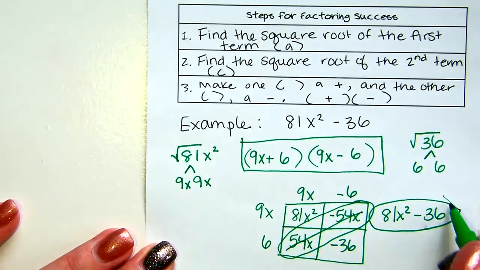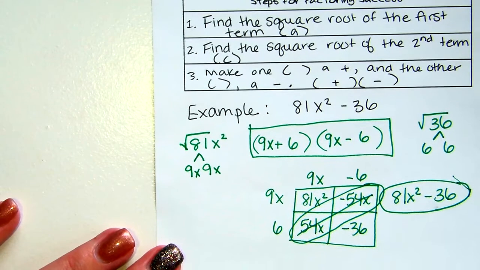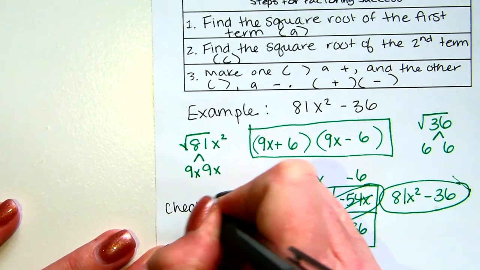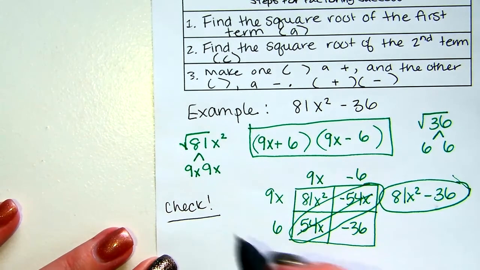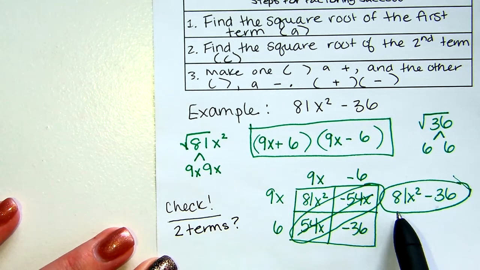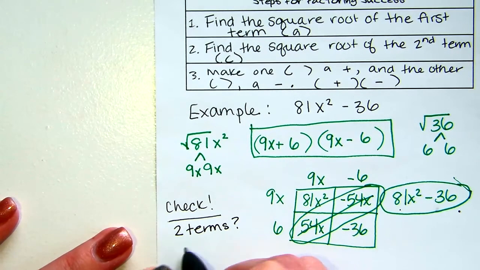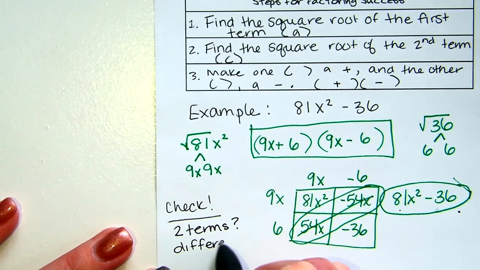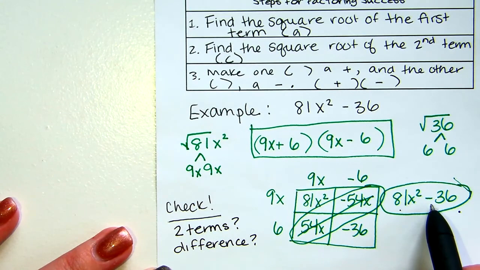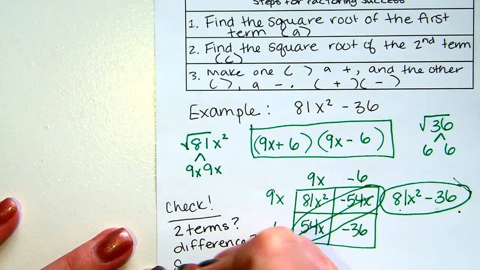Now another way for us to check this is really just to do a simple checklist. So, to check, do we have two terms? Yeah, I have term 1, term 2. Next, is there a difference? Meaning, is there a minus sign separating our two terms? There is. Lastly, were we able to find an even square root?